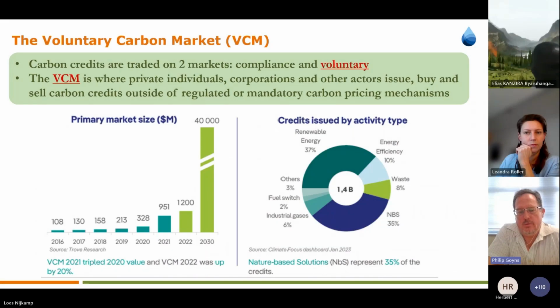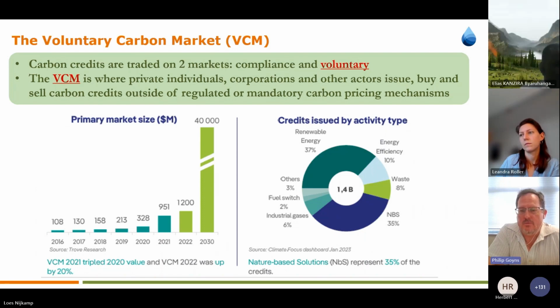Some companies will produce carbon credits and other companies will buy those carbon credits and use those credits to offset the emissions from their activities. We provide an indication here of the size of the voluntary carbon market in terms of dollars million, and we see that it's expected to grow substantially.